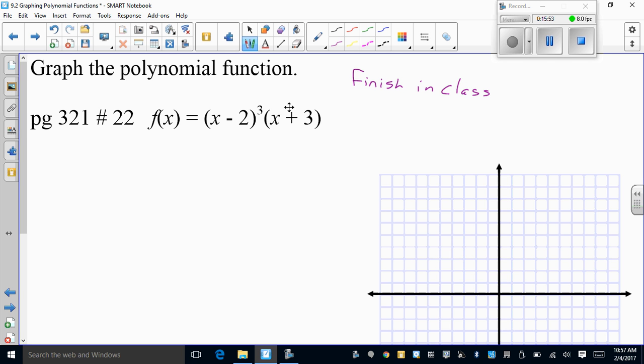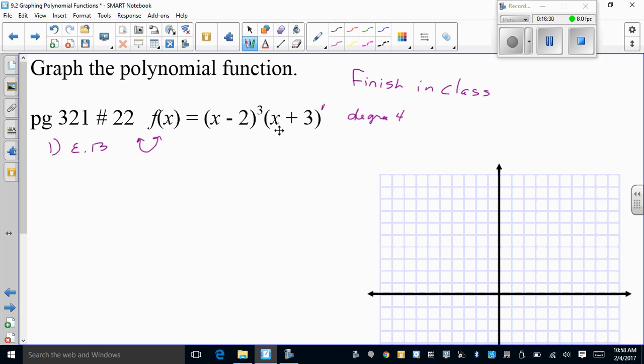Okay, one of the things I want to point out is this is already factored. This is a power of 3 and this one's a power of 1. And when we multiply two terms together with the same base, you add the exponents. So this is a degree of 4. So your end behavior is positive on the outside, positive on the outside. So this is what your graph is going to do. A lot of students will get this one confused and just say it's 3, but it's not 3. This has a power of 3 on it.